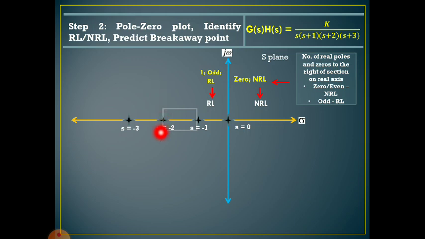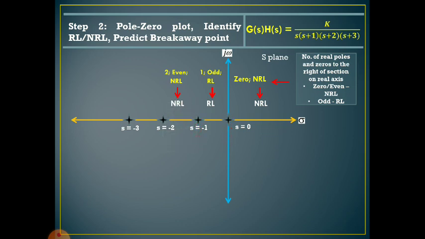Again, if you count the number of poles and zeros to the right of the point s is equal to minus 2, here you have 1 plus 1, 2 poles. Again, 2 is an even number, and if it is an even number, what is the conclusion? That particular region is no root locus.